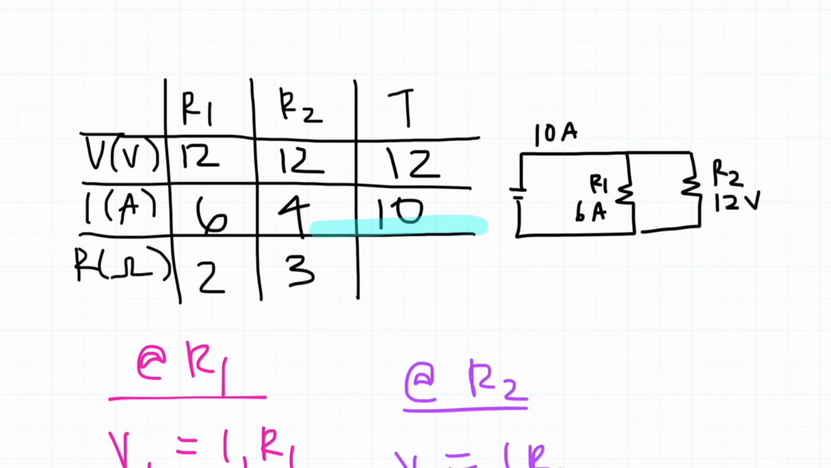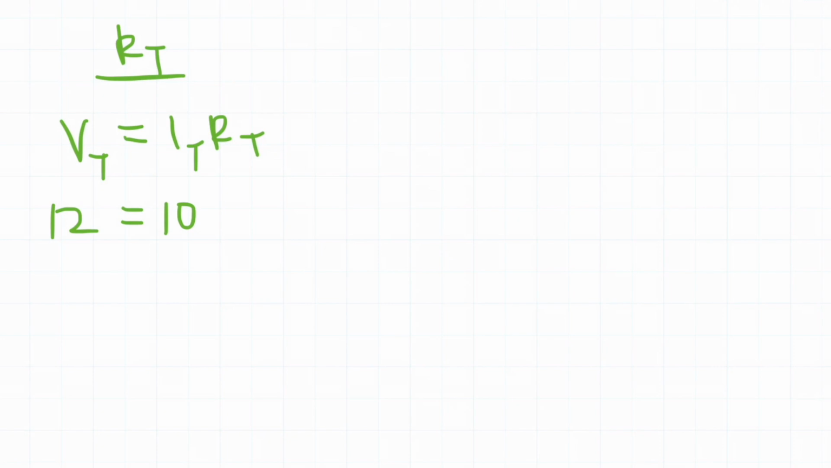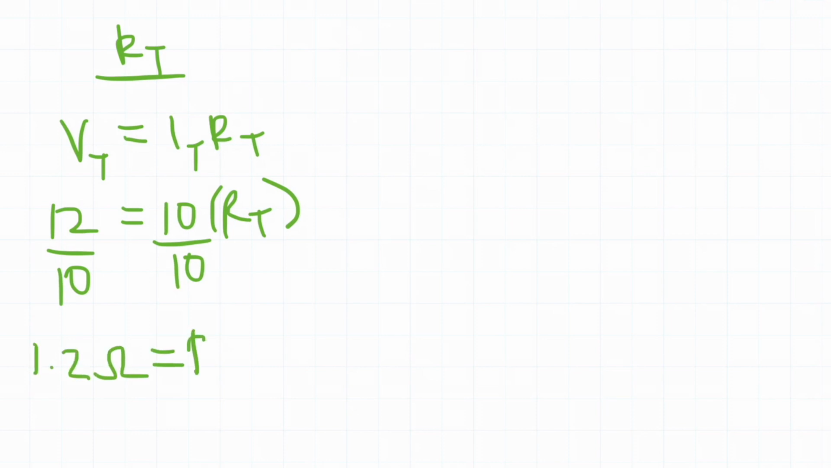Technically, you can use the parallel equation to calculate the resistance, but instead I'm going to use Ohm's law again. So for RT, we have V is equal to IR for the total circuit. 12 volts is equal to 10 amps times RT. Divide each side by 10. And we have 1.2 ohms is equal to the total resistance.